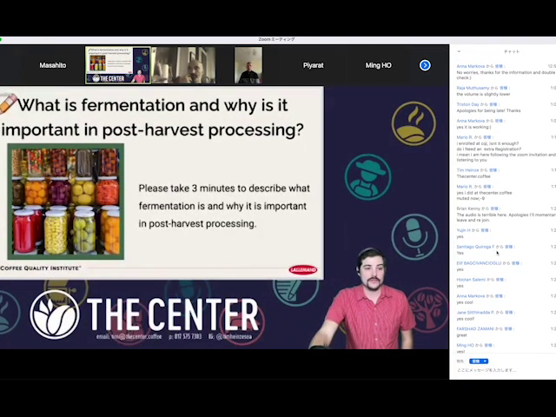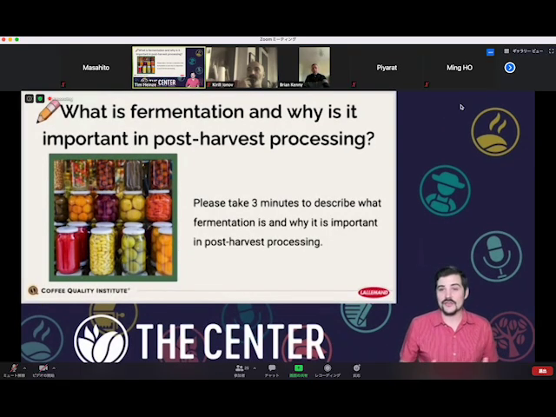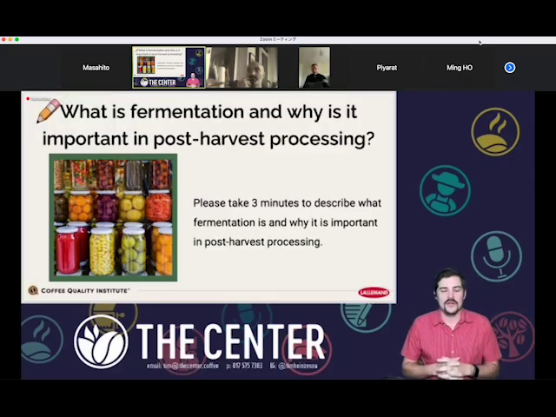Fermentation is important for removing the mucilage from the coffee. Yeah, great. I forgot to unmute myself. Yeah, so great. It's an important step of removing that mucilage. Awesome. Great job. What are some other thoughts?